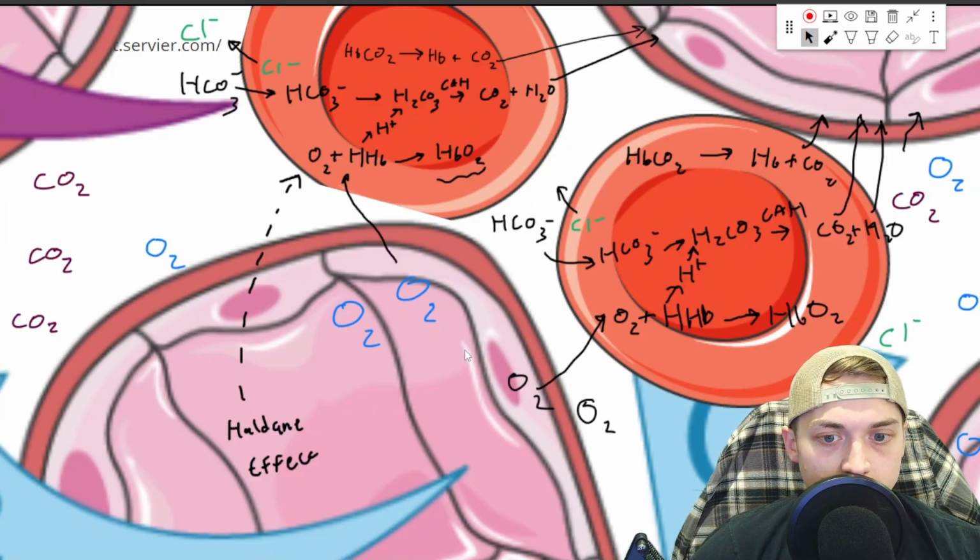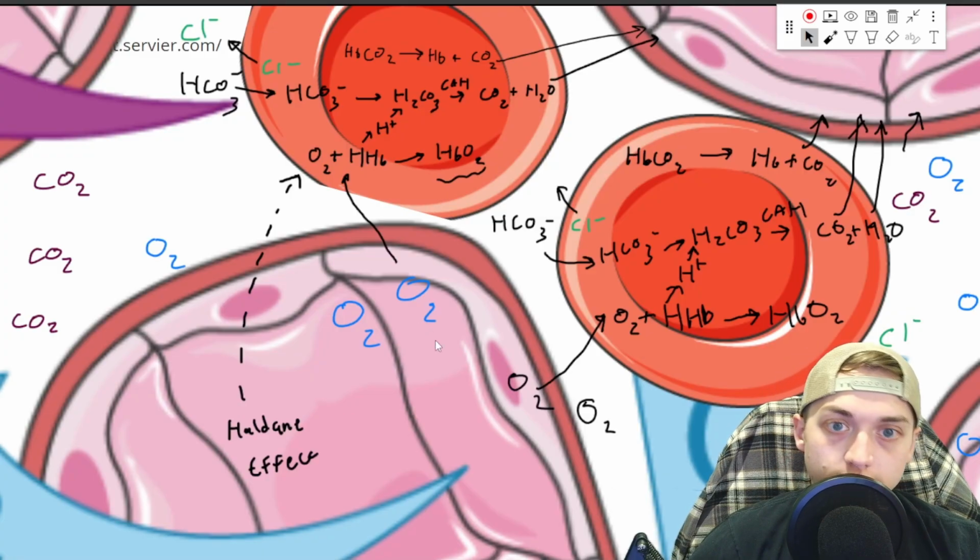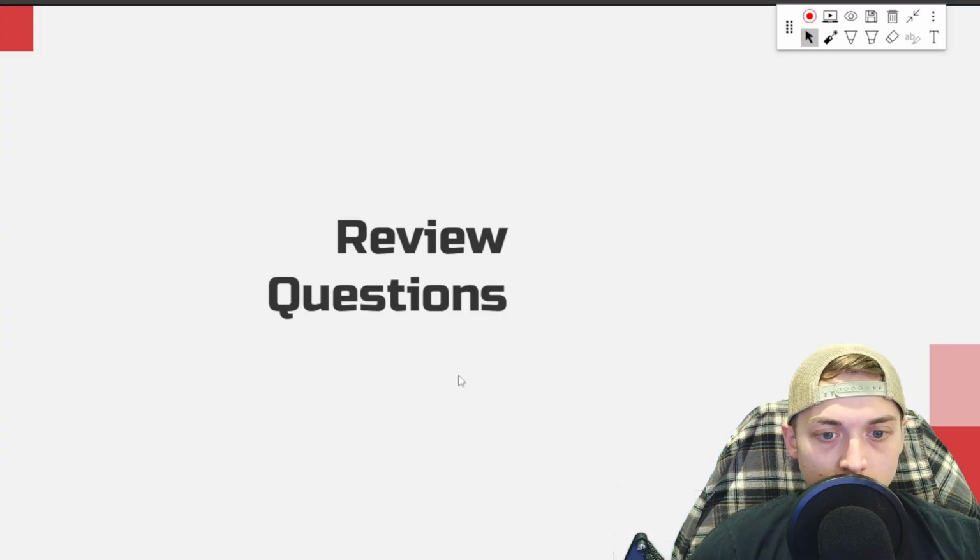And this is called the Haldane effect, where oxygen ditches or causes that hydrogen ion to ditch, forming that carbonic acid. Now, like I said in the previous slide, you don't need to know this, but I do at least want you to understand the fundamentals of gas exchange so you can at least understand how they're relevant to shock states. Okay, now let's do some review questions.